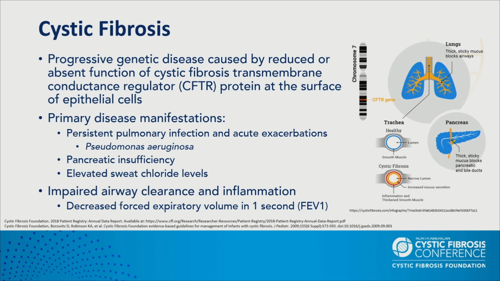Primary disease manifestations include persistent pulmonary infections as well as acute exacerbations. Antibiotic choices for treatment of an acute exacerbation are typically directed at the most common pathogen identified in CF airway cultures, being Pseudomonas aeruginosa. Aminoglycosides are commonly used in the management of CF exacerbations, and the most common one in pediatric CF centers is tobramycin.